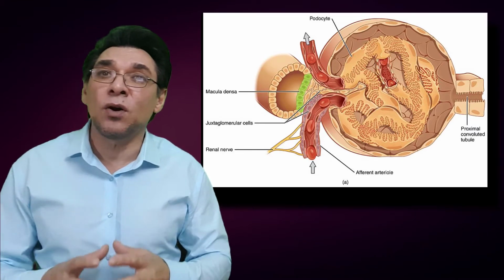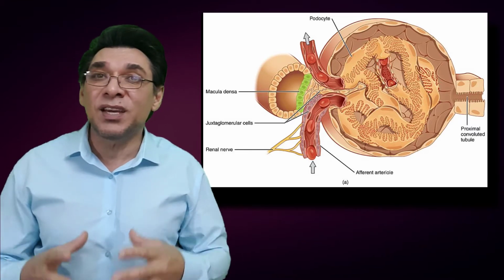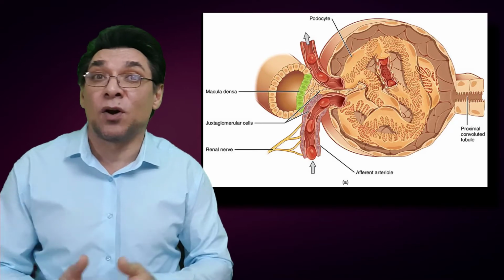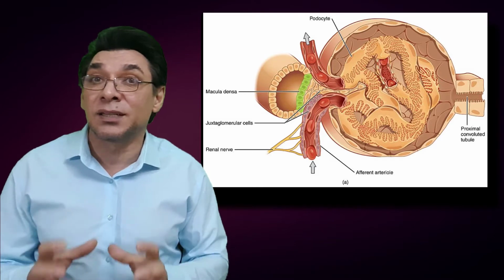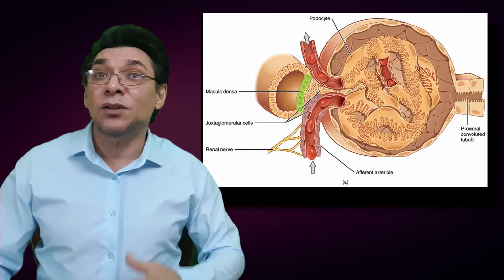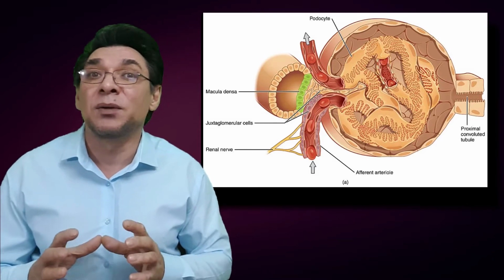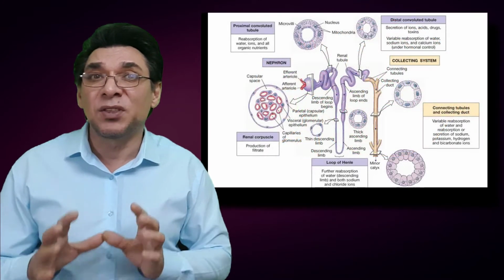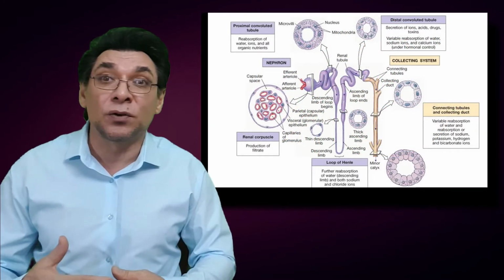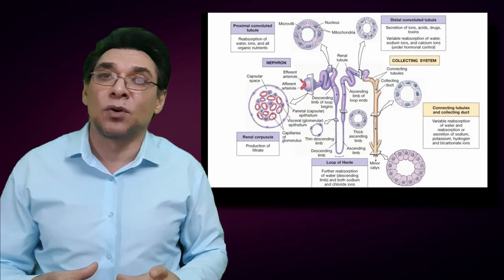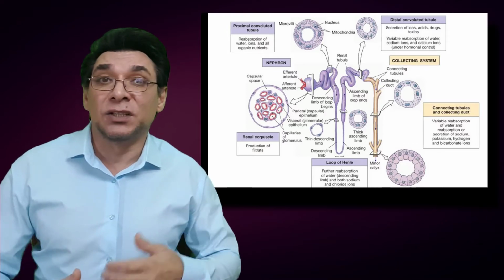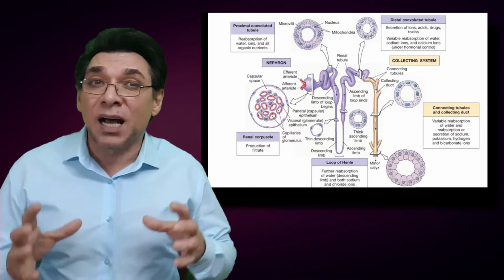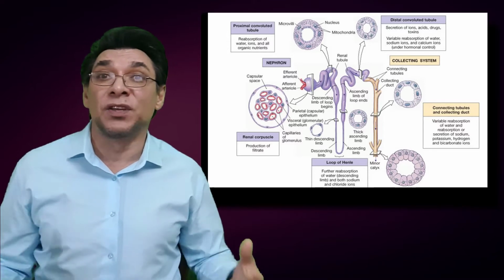The proximal convoluted tubules, the thick segments of the loops of Henle, the distal convoluted tubules, and the collecting ducts consist of simple cuboidal epithelium. The cuboidal epithelial cells have microvilli and many mitochondria. These portions of the nephron actively transport molecules and ions across the wall of the nephron.